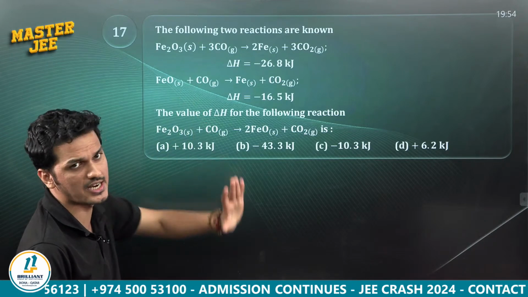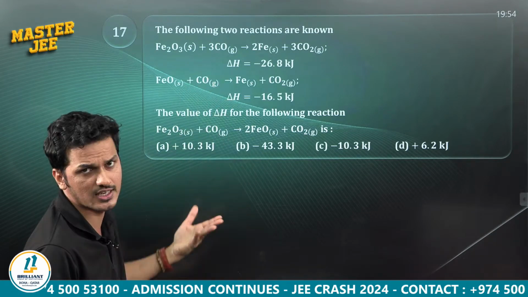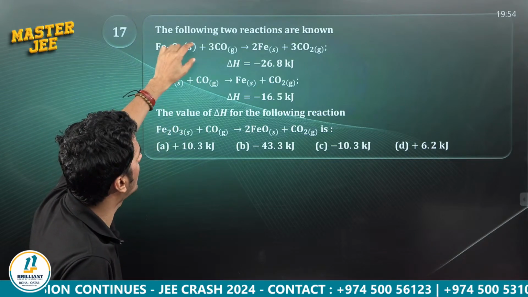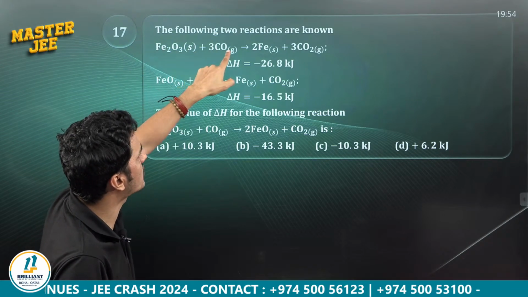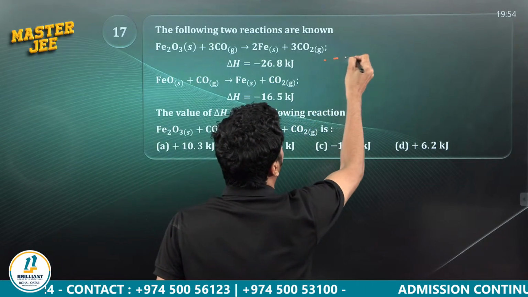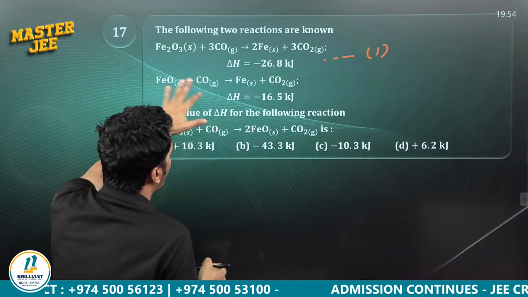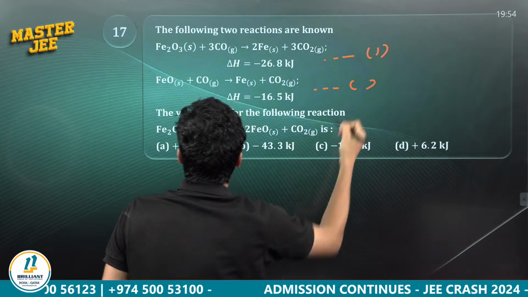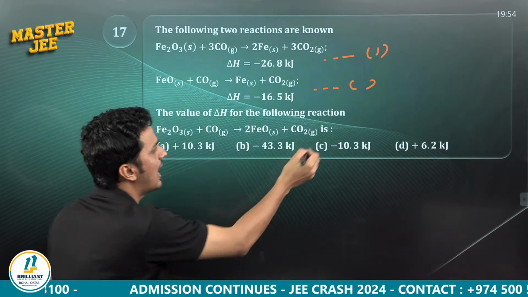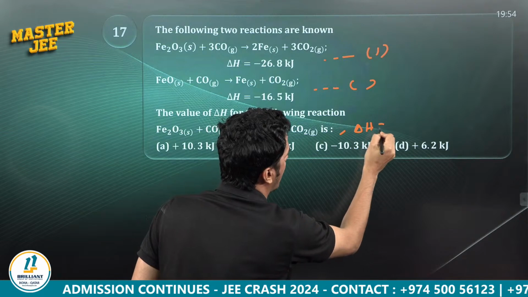The following two reactions are known. Again, this also has Hess's law. Two reactions are given. This is the first reaction, Fe2O3 solid reacting with 3 CO to give 2 Fe plus 3 CO2. This one I am taking as equation number 1. And this is equation number 2. They are asking about the value of delta H for the following reaction. This reaction's delta H, how much? That only they are asking.